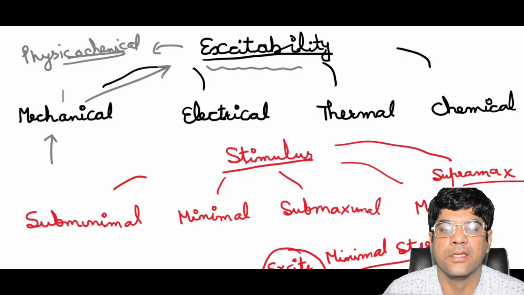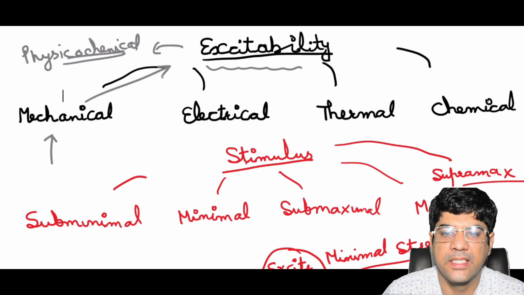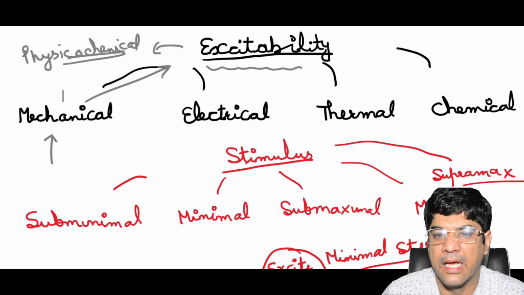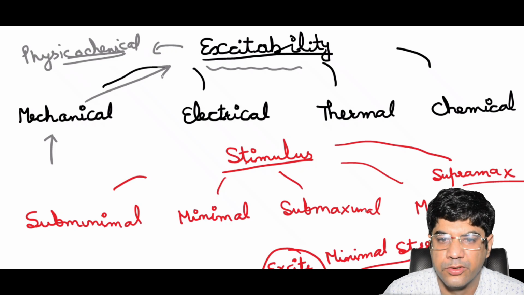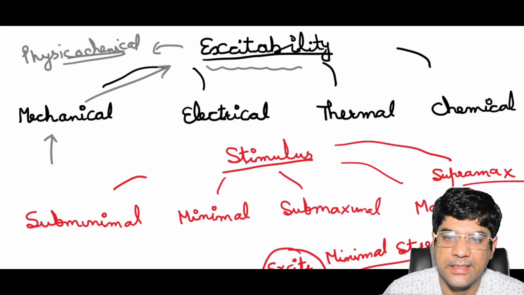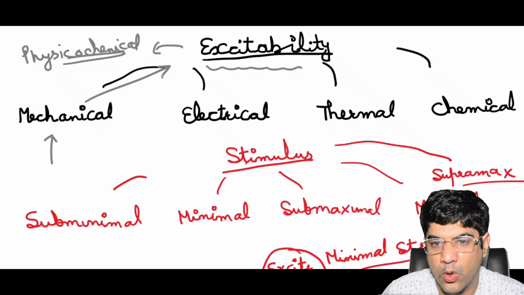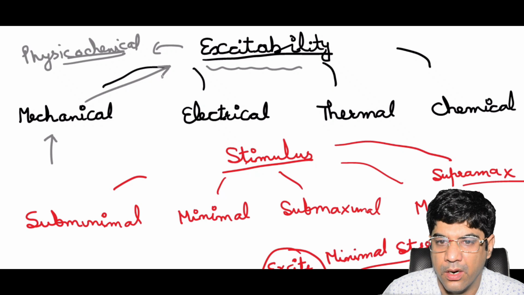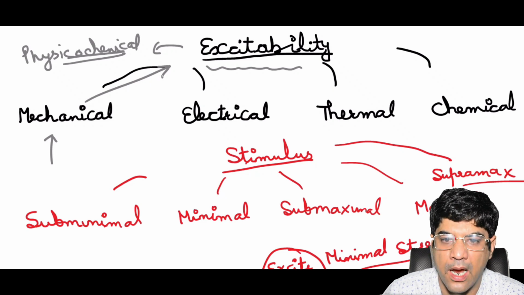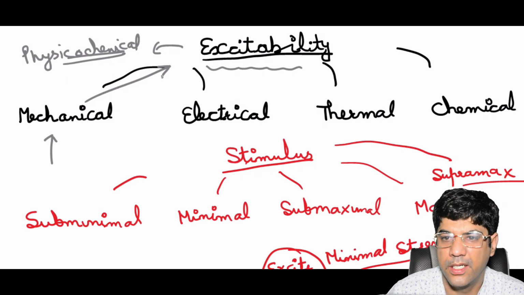The third could be the thermal stimulus. Think about touching something very hot, like a heated glass rod, or a piece of ice. The extreme temperature change is what we call a thermal stimulus. So if it is too hot, you immediately feel the heat and pull your hand away.